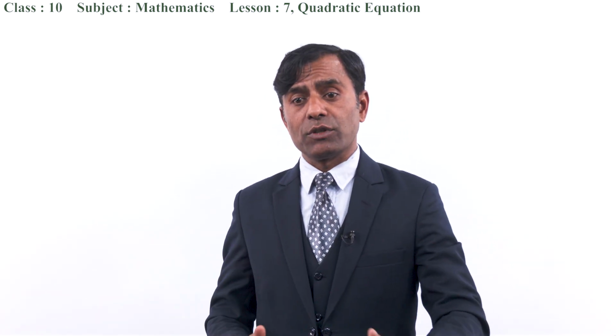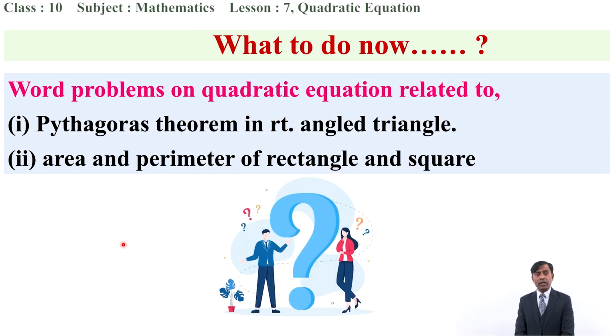Okay, after this, now what to do? This was just the review part. Now let's come to the main part of today's class, that is word problems on quadratic equations. Age related problems we have finished, and number related problems we have finished. So today we have to do problems using the Pythagoras theorem, related to right angled triangles and the area and perimeter of rectangles and squares.